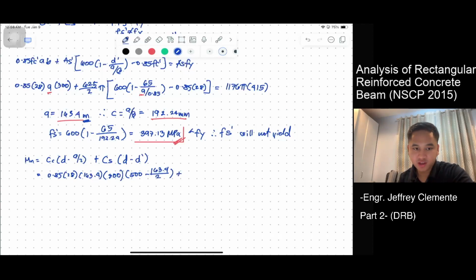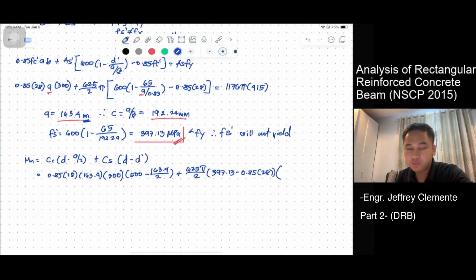Plus CS. Ano ba ang CS? That is AS prime plus FS prime, etc. Diba? So, in this case, alam na natin yung AS prime, 625 pi over 2 multiply by FS prime. Diba? So, ang FS prime natin is 397.13. Yan lang ba agad yun? FS prime lang. We should subtract yung concrete displaced. Diba sabi wag daw i-neglect.